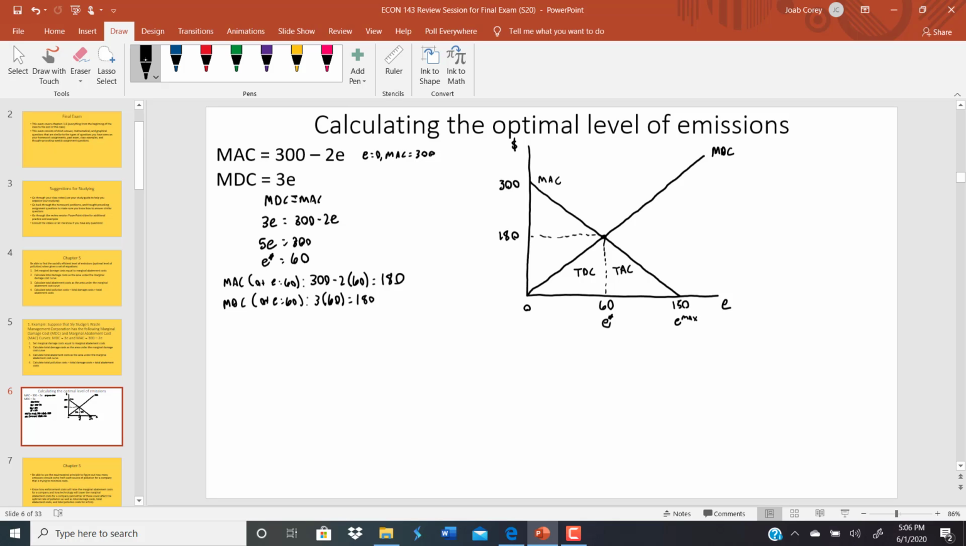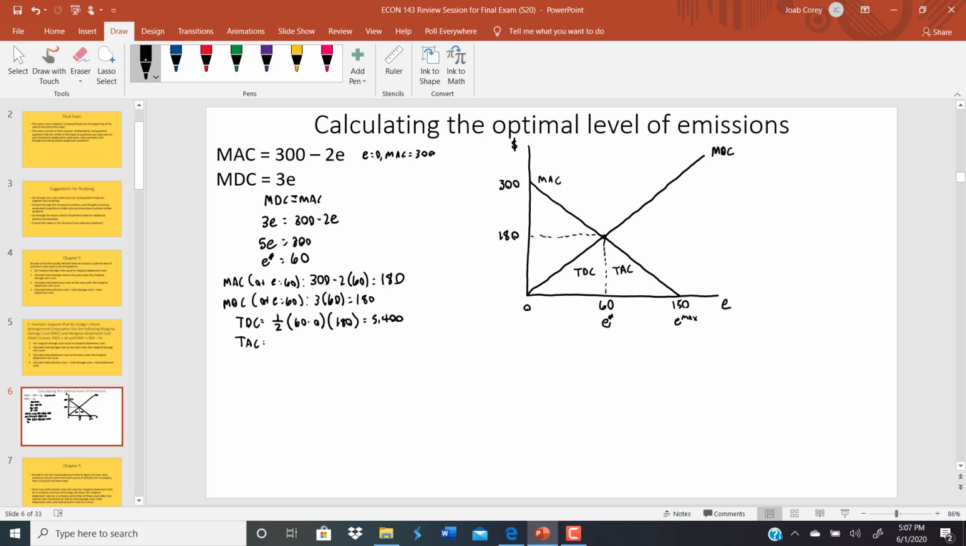So if you want to calculate out our total damage costs, remember that's just the area of that triangle, which is 1/2 base times height. The base of that triangle is 60 minus 0, or 60. And the height of that triangle is that 180, the cost at the optimal level of emissions. Right, so that's 1/2 of 60 times 180. That's going to be equal to 5,400.